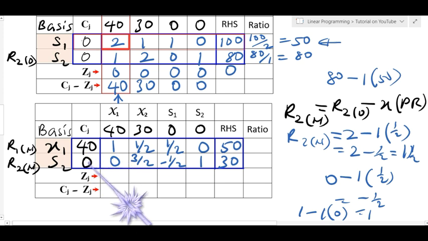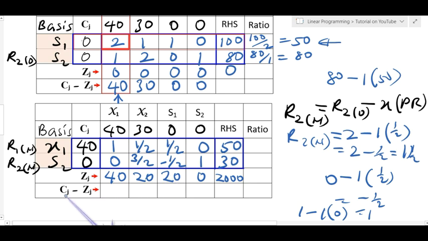To get the 0, it is 40 times 1 plus 0 times 0. So 40 times 1 is 40 plus 0, that's 40. 40 times half is 20 plus 0 times 3 over 2 will be 0, so that will be 20. Here 40 times this is 20 again. 0 times minus half is 0, so here will be 20 as well. Then here 40 times 0 plus 0 times 1, that will be 0. Then here will be 40 times 50, which is 2000.